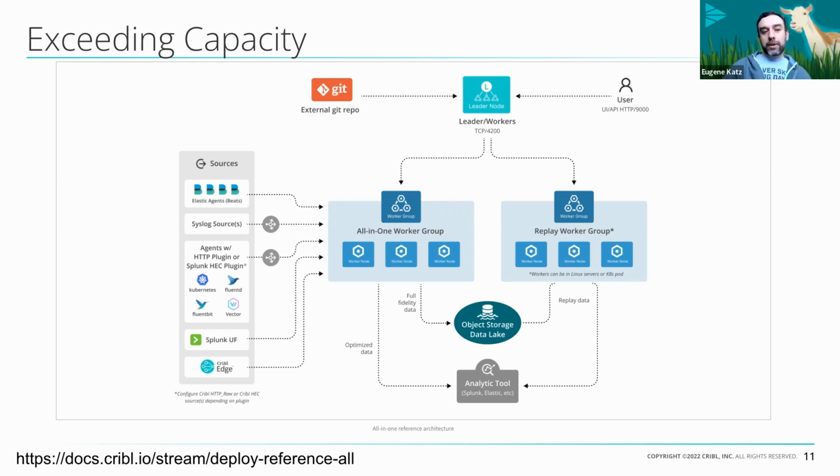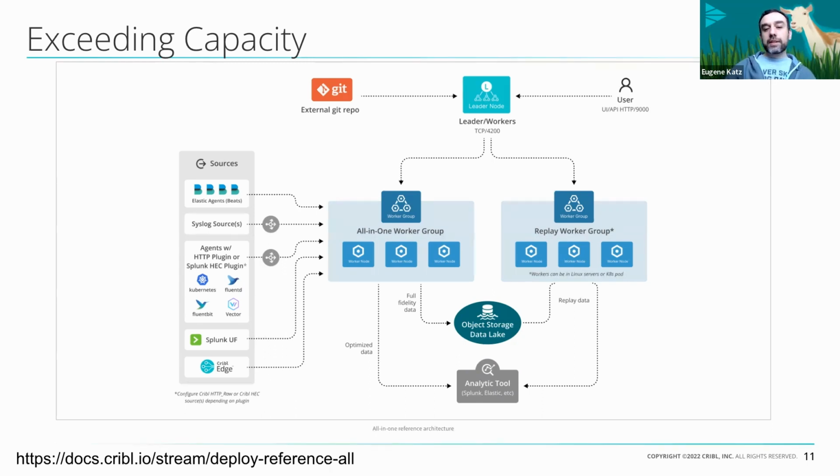The other part I want to bring up, which talks about exceeding capacity, is that you need to really think about what happens when you exceed capacity. We have a few different source types on the left there, going to this all-in-one worker group. If we have a spike in one of those sources, that means less processing power is available for other sources. So let's say the Elastic Beat source all of a sudden is getting a lot more than you expected, and now your throughput is at capacity or you're starting to exceed your capacity.